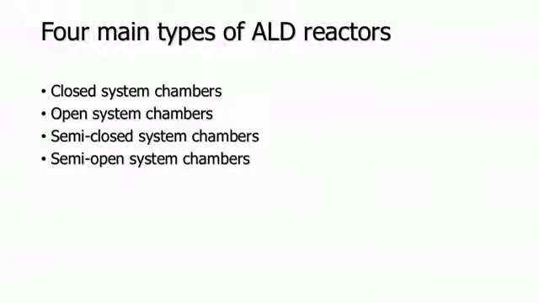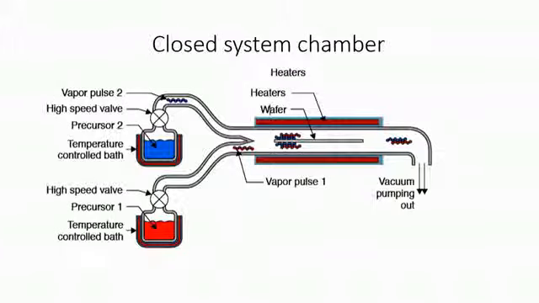The types of ALD reactors: closed system chambers, open system chambers, semi-closed system chambers, and semi-open system chambers. Here's an example of a closed system chamber, which is the most common. The reaction chamber walls are designed to affect the transport of the precursors. As you see in the schematic, the precursor gases are introduced and the end reaction product is exhausted out.